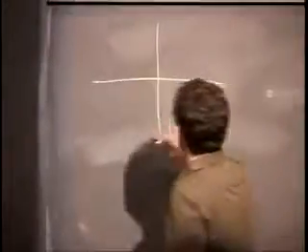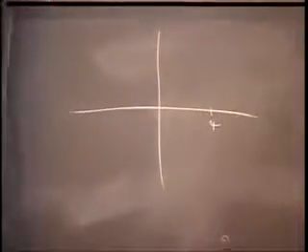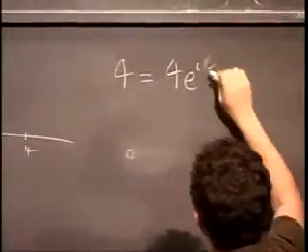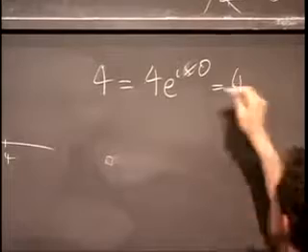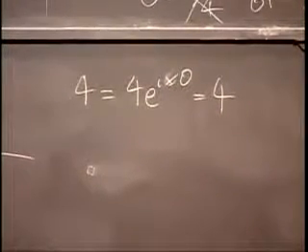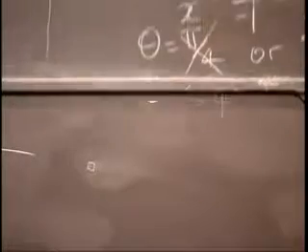Just use this formula. There are a few special points I would like to look at, though. Suppose I look at, say, the point 4. Well, that's not a problem. 4 is 4 e to the i 0, which is just 4. e to the 0 is 1. So there's nothing special there. Actually, I'm kind of jumping the gun. Hold on to that thought for a second. There's one more thing I need to say.